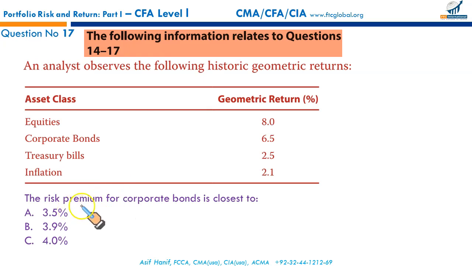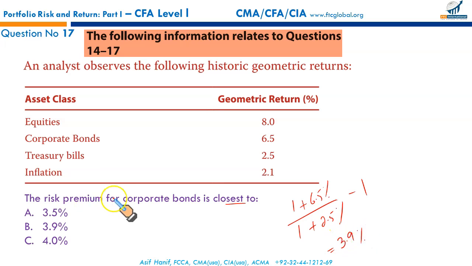Next, question 17. The risk premium for corporate bonds is closest to. Do the same thing. 1 plus 6.5% upon 1 plus the risk-free rate, that is 2.5%, and then deduct 1 from this. And if you simplify, you'll get 3.9%. So this will be the risk premium for corporate bonds. That makes B the correct option.